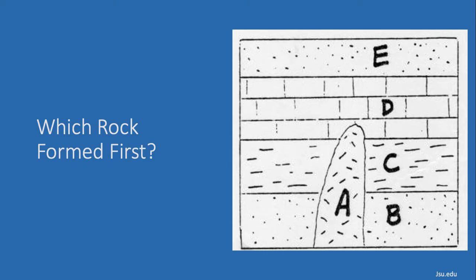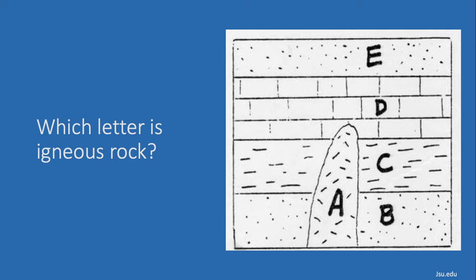Which rock formed first in this diagram? The lowest horizontal layer is usually going to be the one that formed first. So B is lower down than C, D, and E. A cuts across it, so A is newer as well. Which letter is the igneous rock? Well, chances are E, D, C, and B are sedimentary because they're horizontal, and then A is igneous rock.